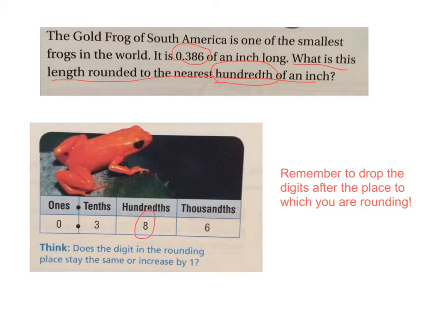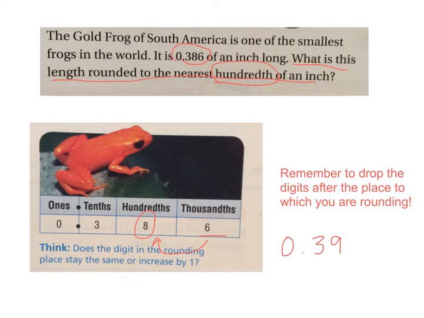And we look one digit to the right. So let's underline one digit to the right. And let's apply that rule. 4 and below, let it go. 5 and above, give it a shove. Is that underlined digit 4 and below or 5 and above? 5 and above, so we need to give this guy a shove. If we give the 8 a shove, it becomes a 9. So the gold frog is 39 hundredths when I round it to the nearest hundredth.